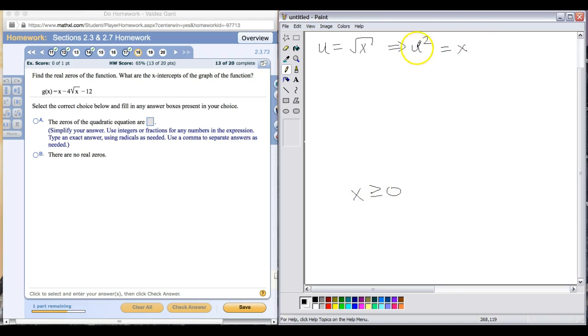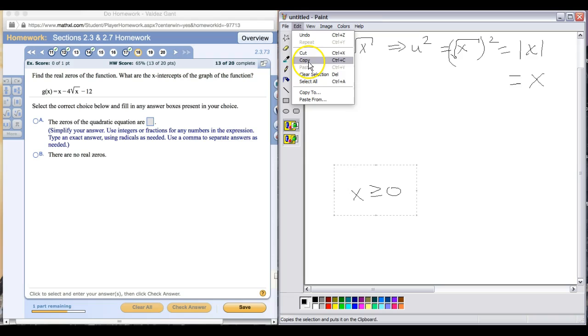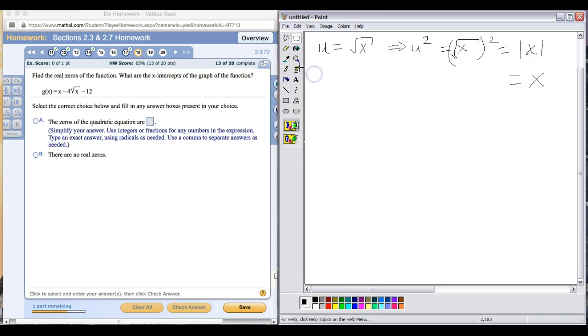So that when we come here and say u squared is going to be the same as, and I'll just go ahead and write it all out, this squared, which is absolute value of x. If x is greater than or equal to 0, then we can just assume that it's going to be x. So that is why I'm saying that. All right, so we'll go ahead and continue on now.